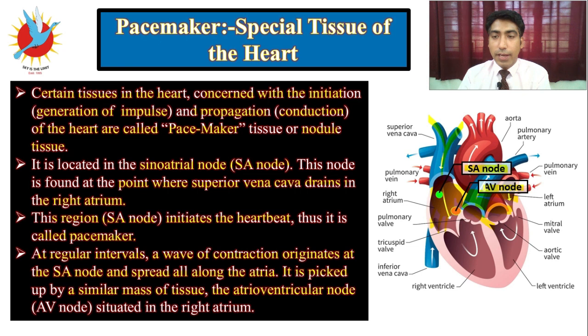Here you can see that this node is present at the junction of the right atrium and right ventricle, so that is why it is known as the AV node or atrioventricular node. It is situated in the right atrium, at the base of the right atrium.